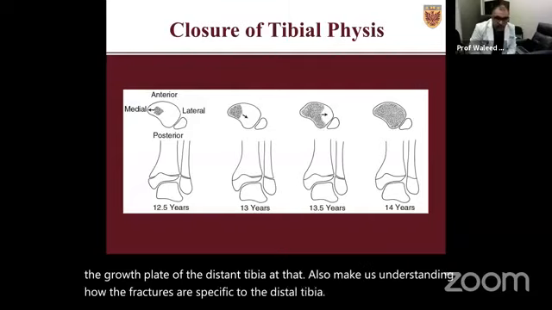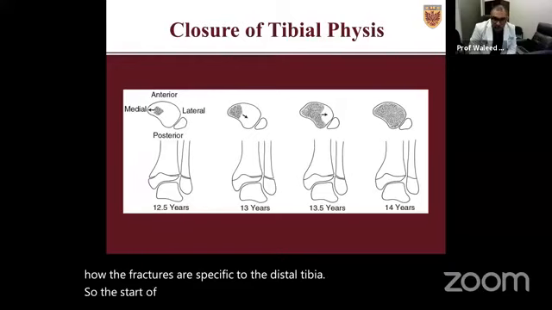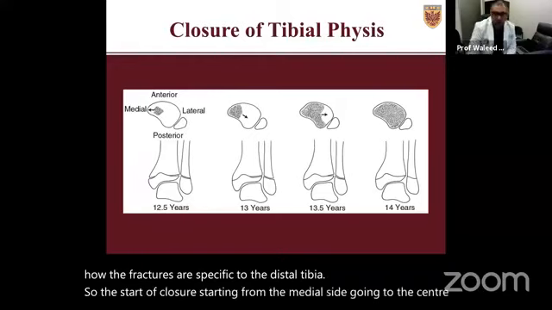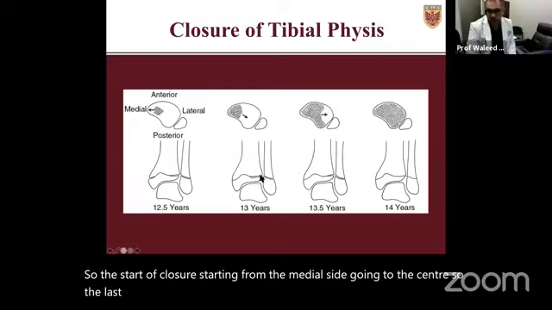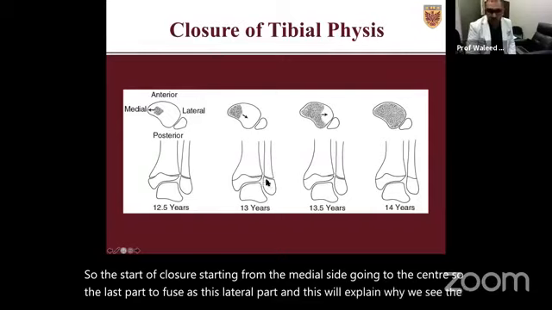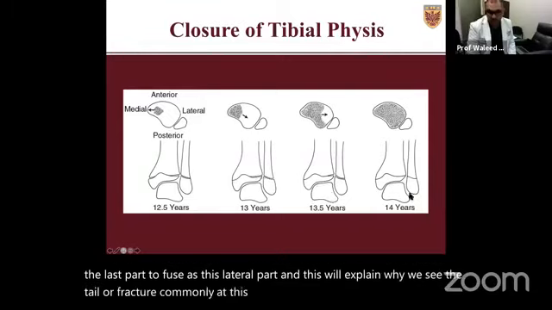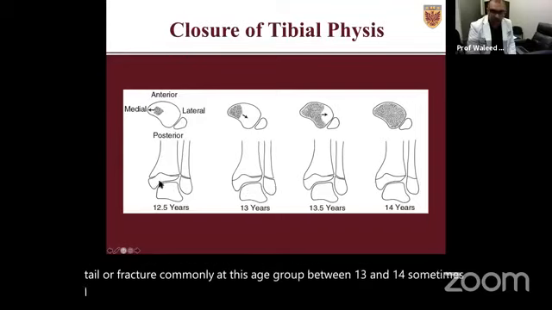Closure starts from the medial side, going to the center. So the last part to fuse is this lateral part. This explains why we see the Tillaux fracture commonly in this age group between 13 and 14. Sometimes I see it very rarely under the age of 12, but this is extremely rare.